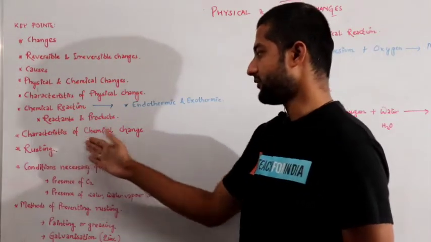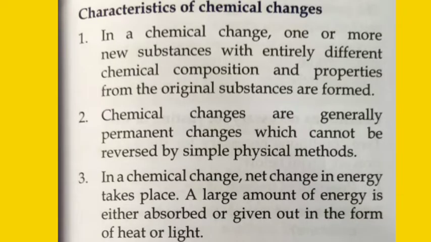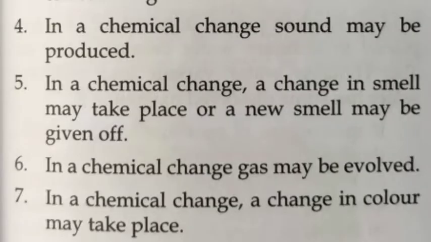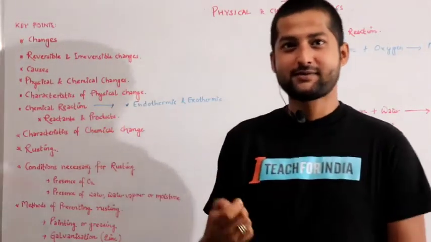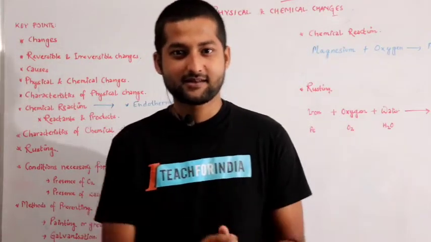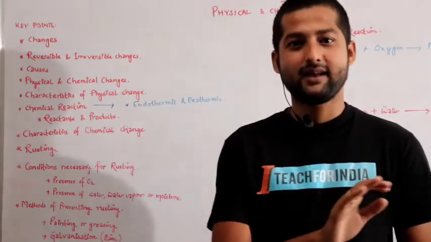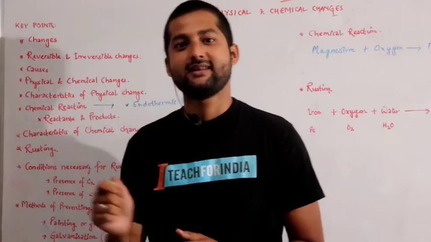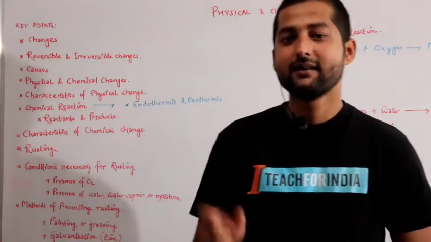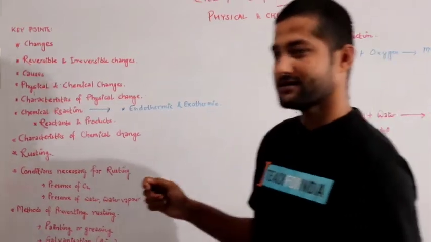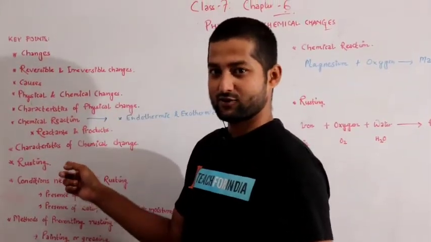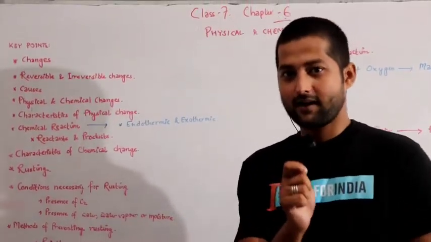Now characteristics of chemical change. Now what is rusting, right? We have seen that a metal object gets covered by a brown color substance when it is exposed to air, right? That brown color substance is known as rust, and the process is known as rusting. Especially it occurs in iron.